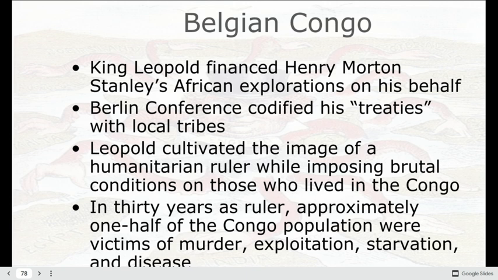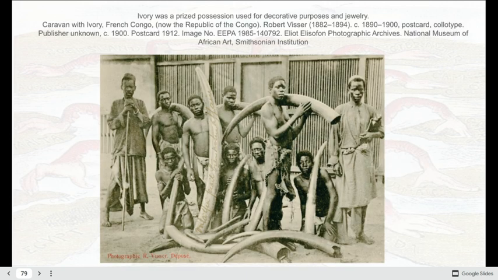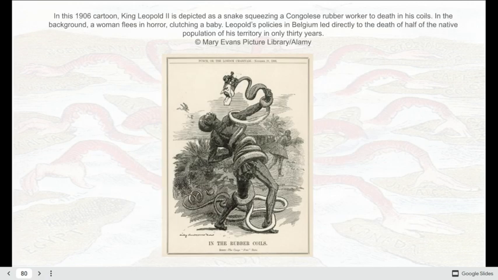And then the Congo. The Congo was controlled by King Leopold of Belgium. He supposedly made himself out to be a humanitarian ruler, but in fact, over time during his rule, about one half of the population of Congo were either murdered or exploited through starvation and disease. Ivory, of course, would also be one of the resources which ended up devastating the animal population. And throughout time, eventually, there would be European criticism of King Leopold, as illustrated by the political cartoon indicating his overuse of manual labor when it came to harvesting rubber, supposedly choking the African people.